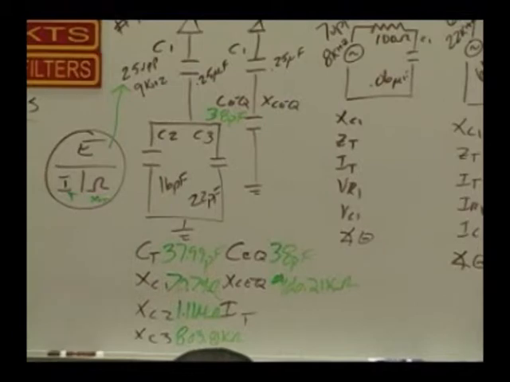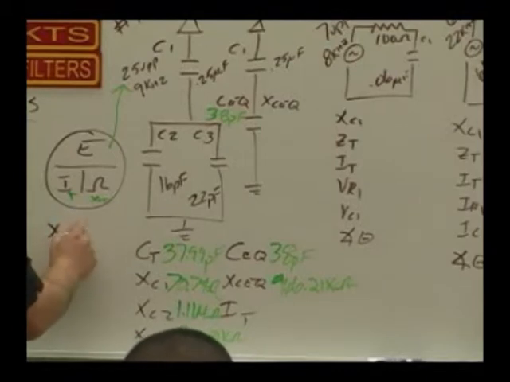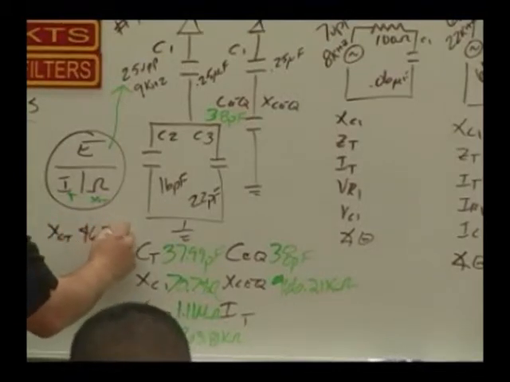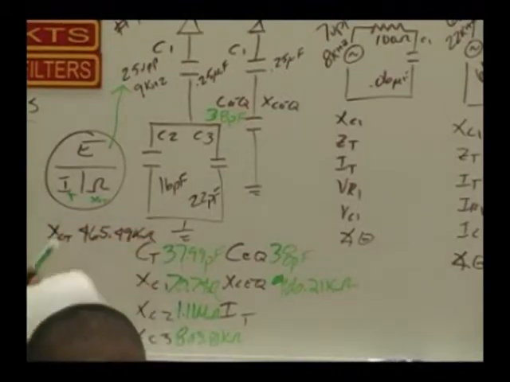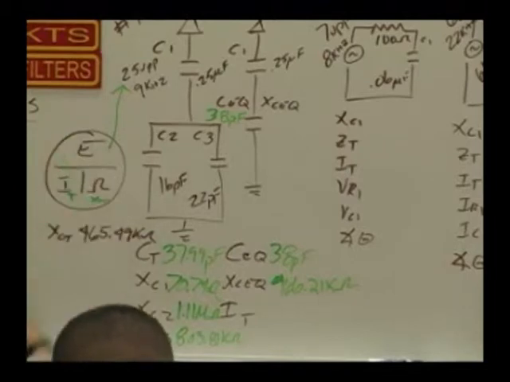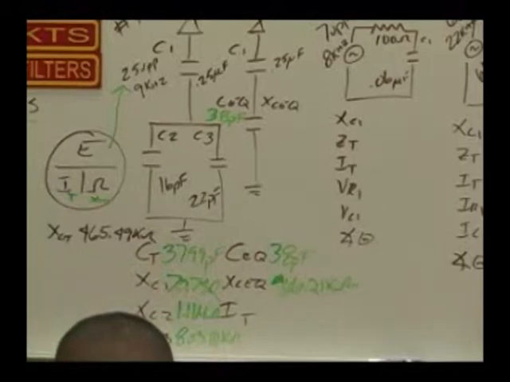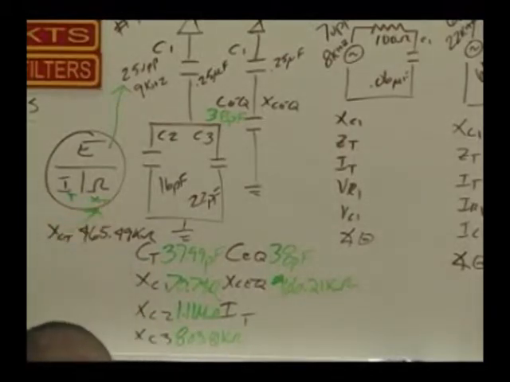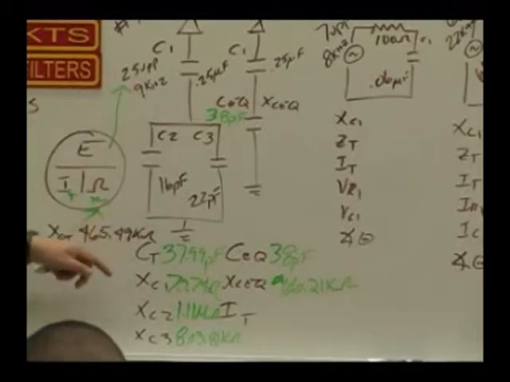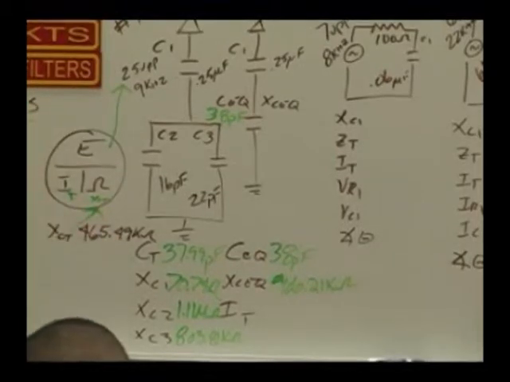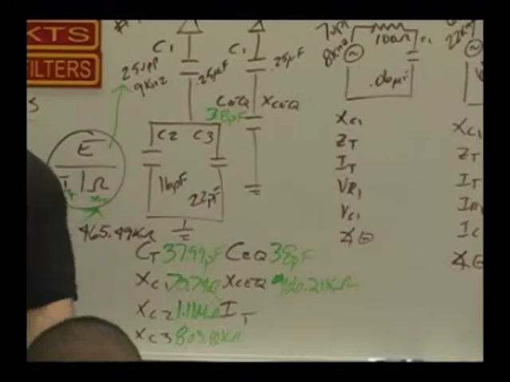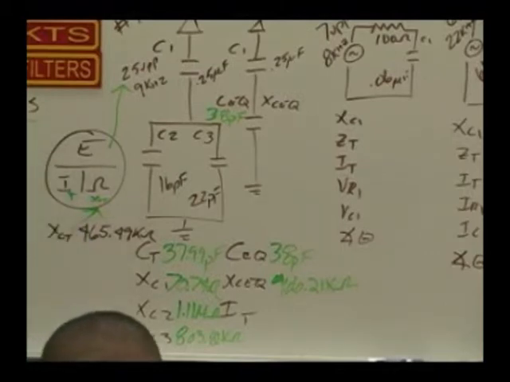What is XC total? 465.49 ohms. 465.49 ohms, sound good? XC total? Now we can find I total. So there's the XC total, the totals. Total potential, total opposition, total current is, what is it? What is the answer?